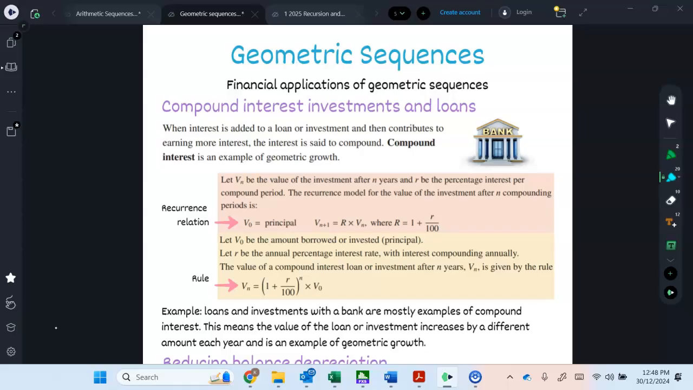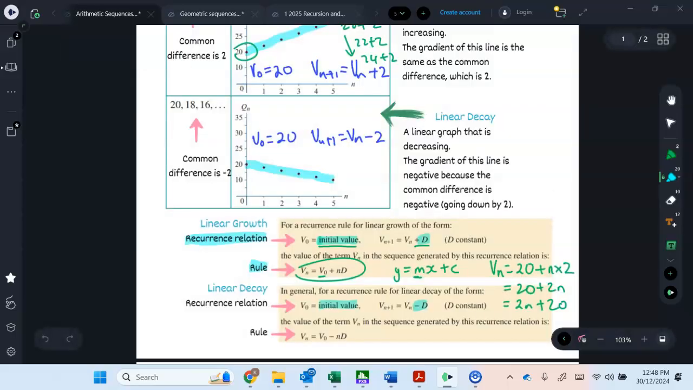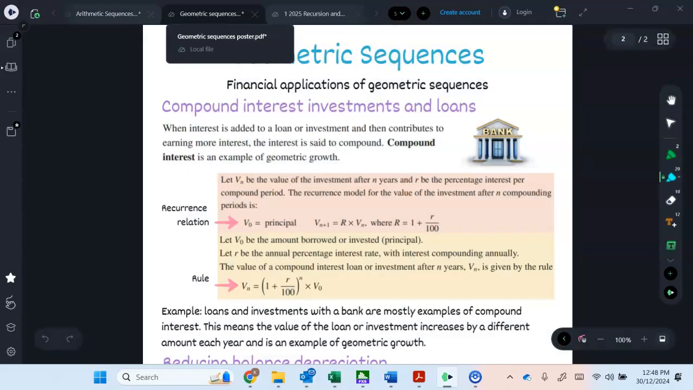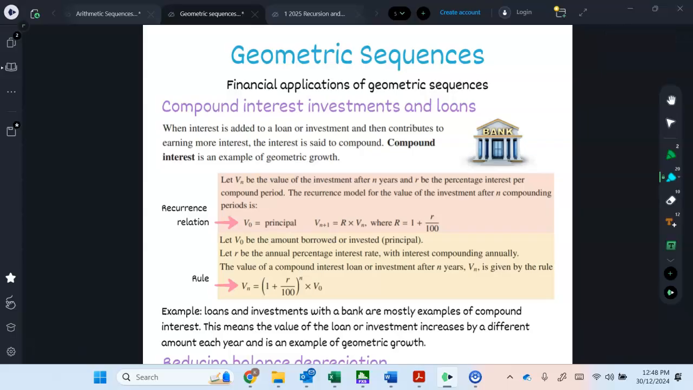All right, so the financial applications of geometric sequences. Again, good to have these side by side. I would have it next to this page because arithmetic is simple interest, geometric is compound interest. So good to have that quick comparison. Basically compound interest means it's compounding. It's interest on top of interest. So an example of geometric growth is compound interest, and you could have either an investment or a loan. Both of them are examples of geometric growth.